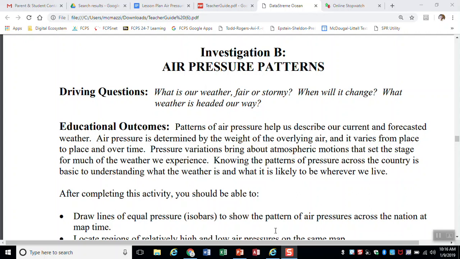Today you're going to be doing an investigation called air pressure patterns. The questions you're going to be answering are: what is our weather, fair or stormy, when will it change, and what weather is headed our way?